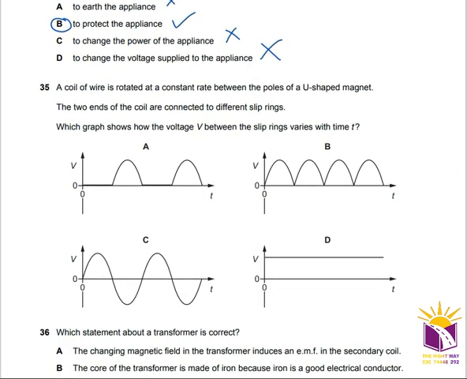A coil of wire is rotated at a constant rate between the poles of a U-shaped magnet. The two ends of the coil are connected to slip rings. These are not split rings, these are slip rings. So which diagram shows how the voltage between the slip rings varies? For the slip rings, the shape of our graph will be sinusoidal, which is C.